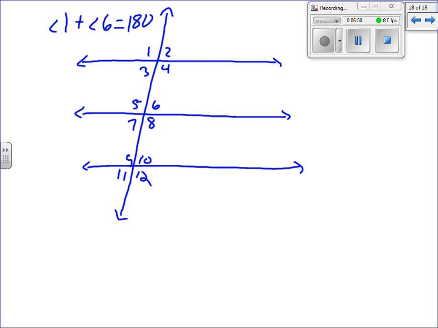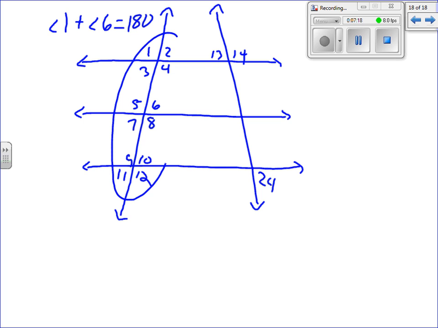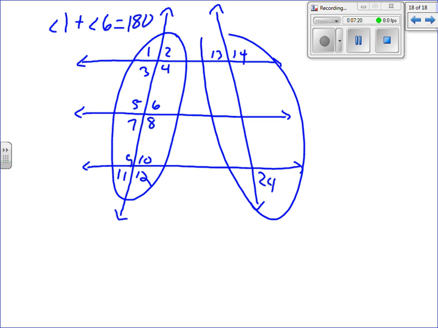If they drew a second transversal, and they numbered these angles, I don't know, 13, 14, all the way down to 24, these angles have nothing to do with the first line. Since there are two completely separate transversals, you cannot compare the angles. So 1 through 12 all go together, and then 13 through 24 all go together. You have to treat them completely separately. That's the only thing here. It's not going to come up much.